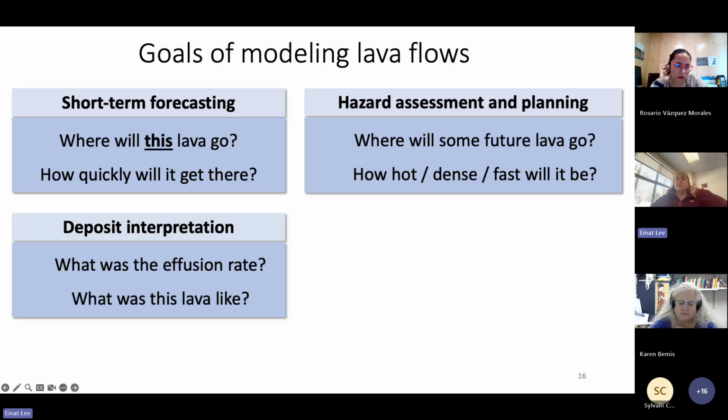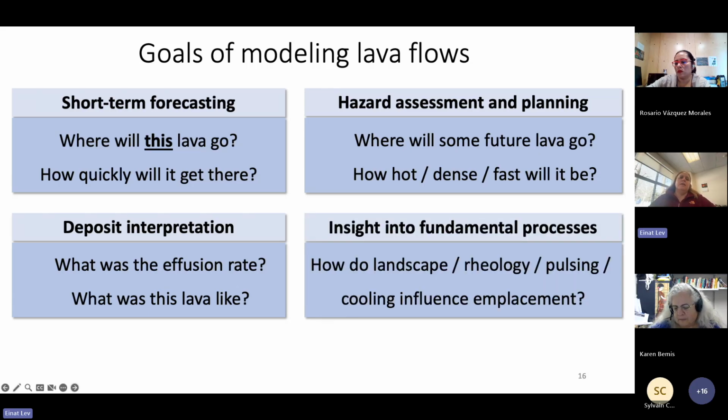Then there is modeling with the purpose of interpreting deposits. You see an old flow. There's maybe no witnesses for it, no recording. So trying to understand what was the effusion rate, what was the lava like, and that goes into bigger scale calculations like what is the magmatic supply rate to a region, what is the overall thermal evolution of a region.